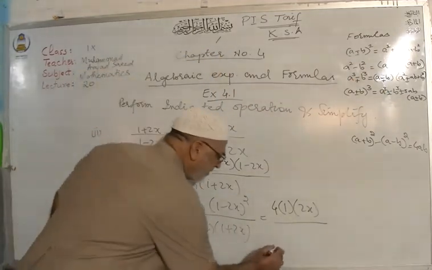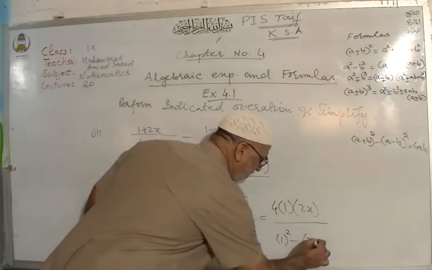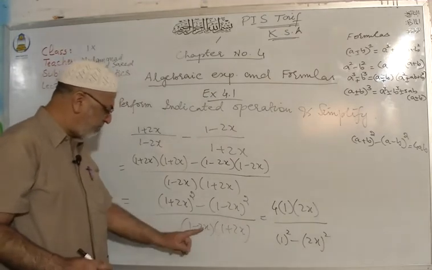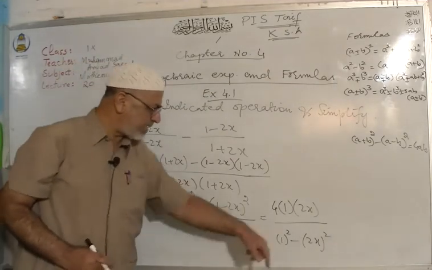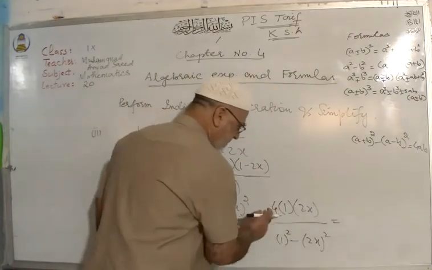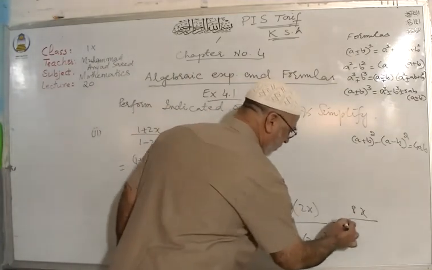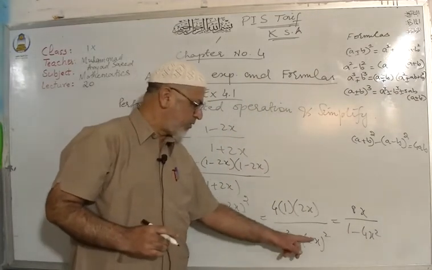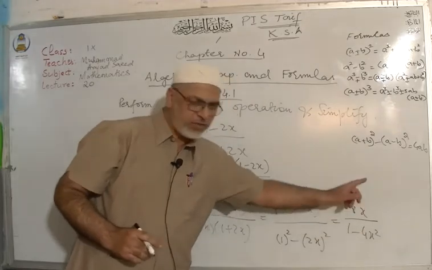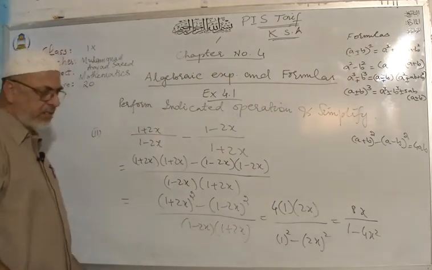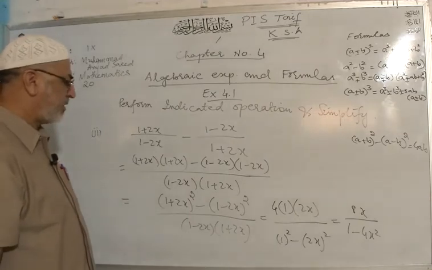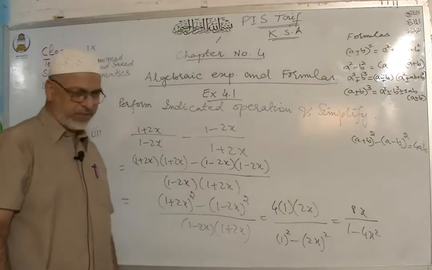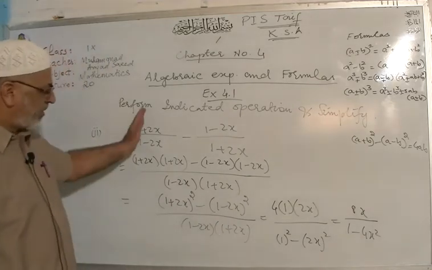What will you write down? A square minus b square. A is 1, b is 2x, first square minus second square. Here is 8x over 1 minus 4x square. Remember, this square is on both. 2 square is 4x square, and that is your answer. This is your last simplified answer, and after that we cannot simplify, and this is your last rational expression. I hope that you understood these things.